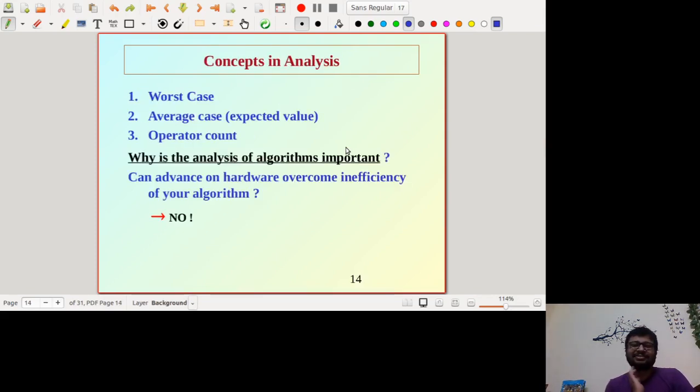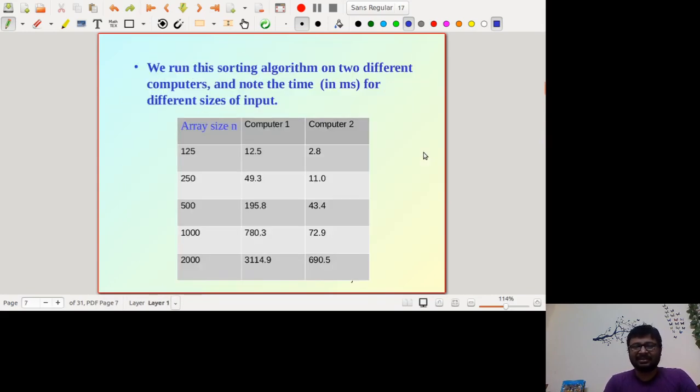Concepts in analysis. So you will talk about various complexity measures of algorithms: worst case, average case, operator count, etc. Worst case is what? So we said that in this table, for instance, this is the time taken by this algorithm on arrays of size 125. But this time will typically be different for different arrays of this size, right? So what do I mean by 12.5? This is time taken on which array of size n? I should ideally mention that. Without this information, this statement is not complete.